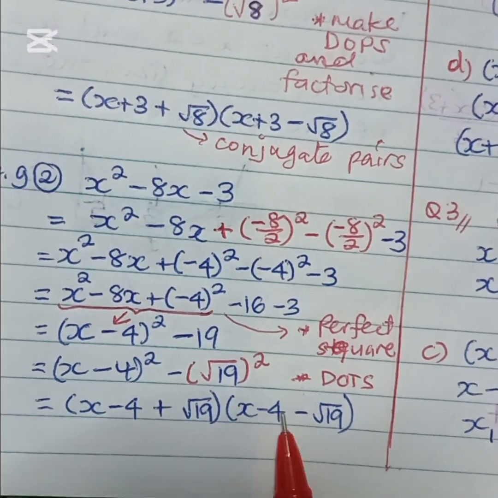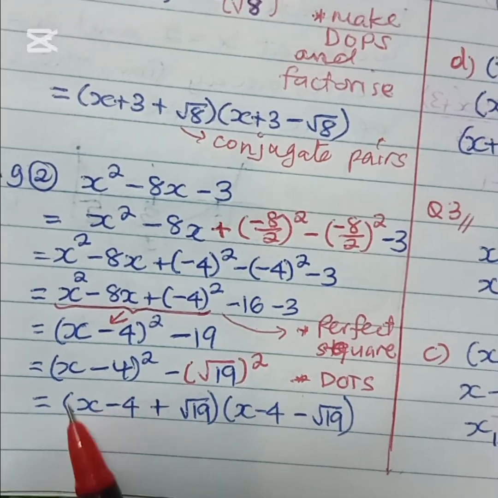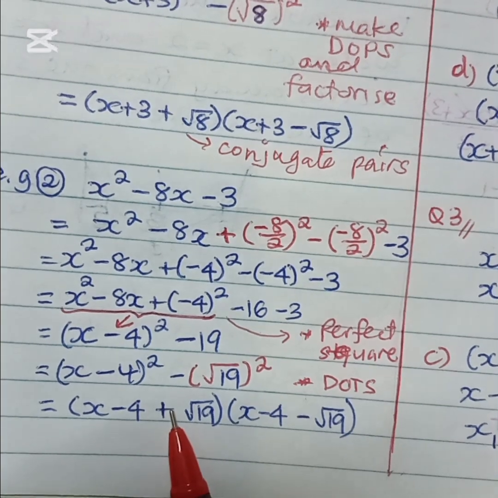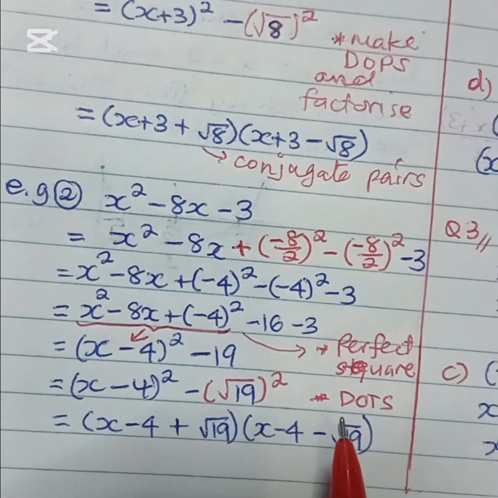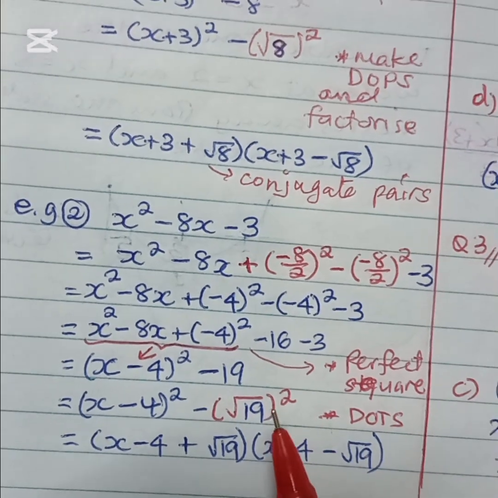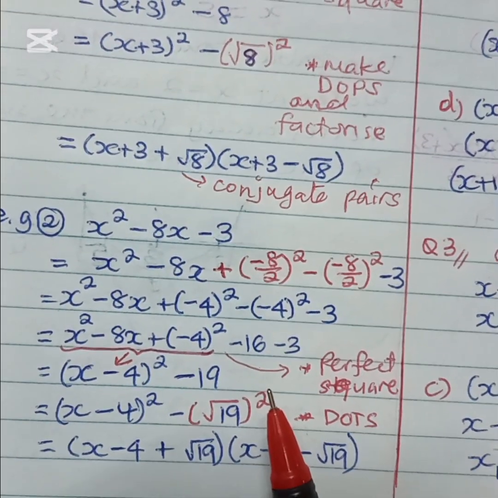And again, this is called a conjugate pair where you have the same terms, but one bracket has plus and one bracket has minus. And that is how you factorize a quadratic expression by completing the squares.